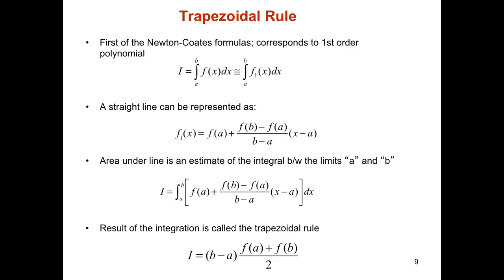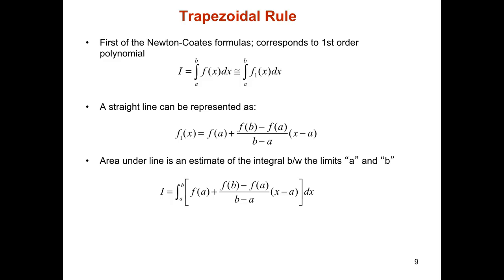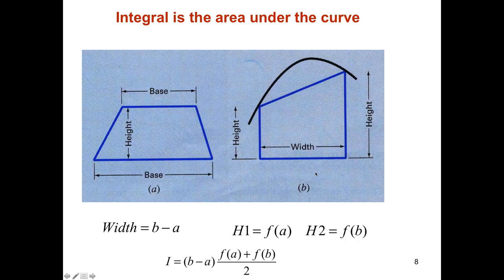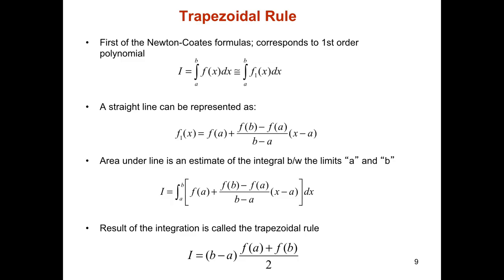Okay. So when you actually do that integral, you will get this formula: your integral is (b minus a) times (f of a plus f of b) divided by 2. So this should be straightforward to integrate. This is a constant, and you know how to integrate a polynomial. Everybody okay with this? So that's basically how we got this area for the integral of a trapezoid in the first place. Okay?